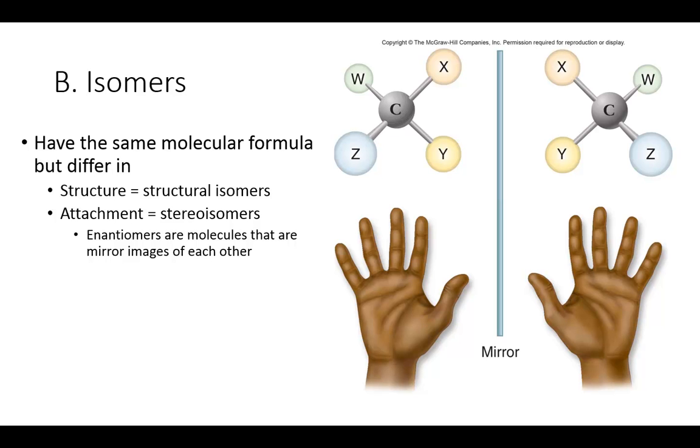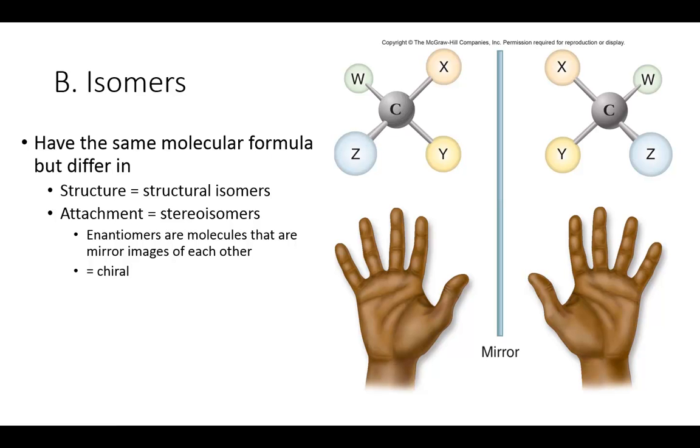These are molecules that are mirror images of each other. If you look at these two molecules in our figure here, they look exactly the same, the only difference being they are mirror images of each other. So it'd be like a right hand and a left hand. They look the same, but the thumb is on the opposite side. Okay, same thing with the molecules. They are composed of the same elements in the same configuration, but the Y is on the opposite side.